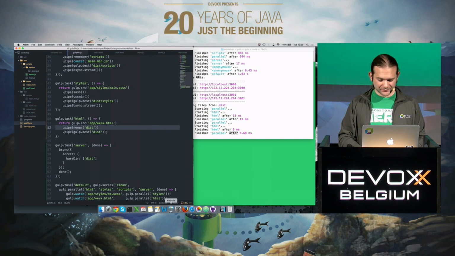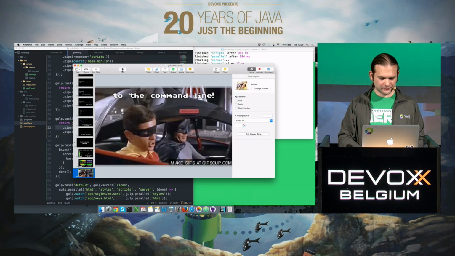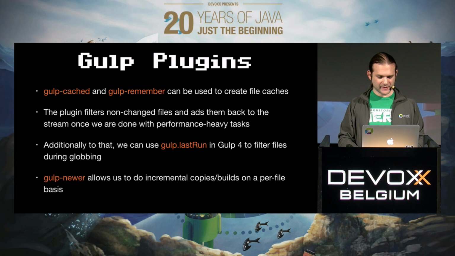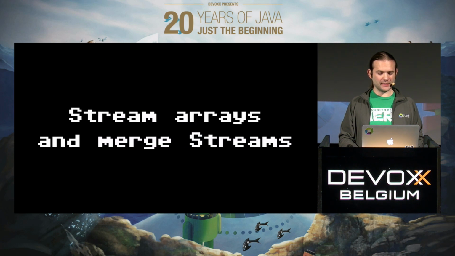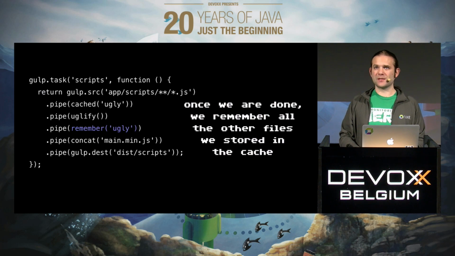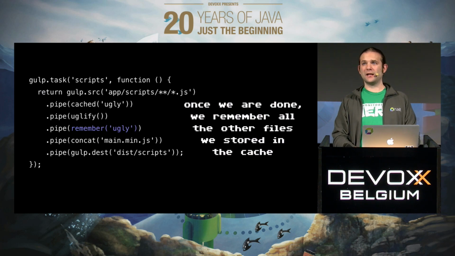All right. As I said, Gulp cache and Gulp remember can be used to create file caches. We have Gulp last run, and Gulp newer is for incremental copies and builds on a per file basis. And that's how we created it. All right, so that's about it for part 1.